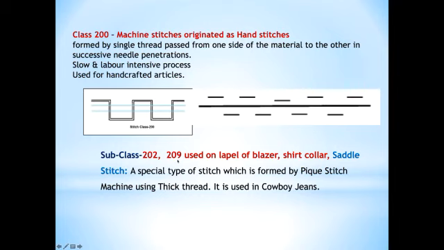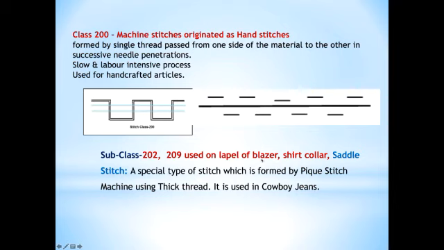So these are the subclasses of the stitches. In these subclasses, if we see the 3 digits 202, the first digit represents the main class of the stitch. For example, class 100 will be written as 100, 300 as 300. So the first digit represents the class of the stitch, and the rest represents the subclasses within that class, the type of the machine stitch. For example, 202, 209 are the types of this class 200 stitch.